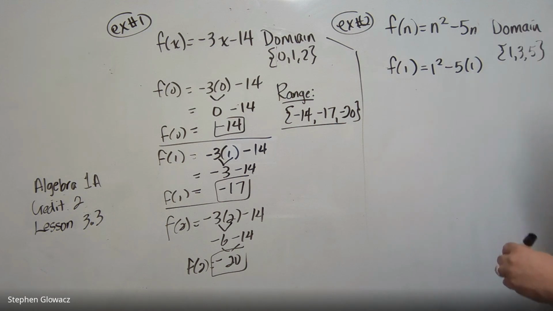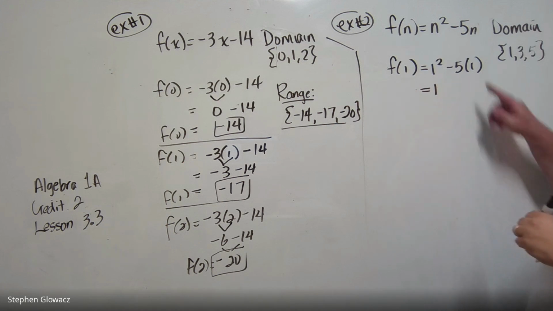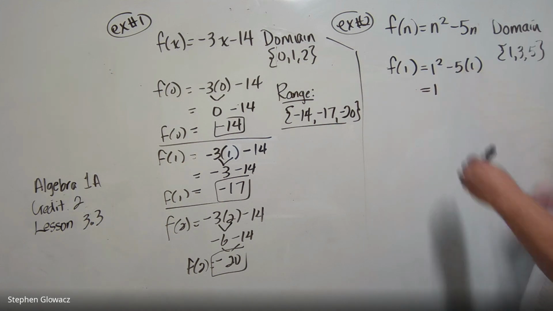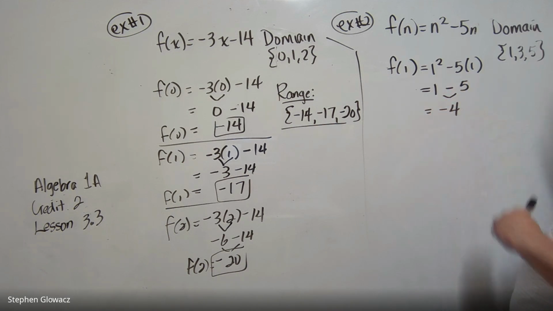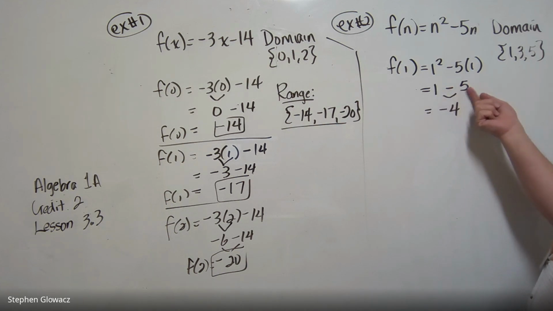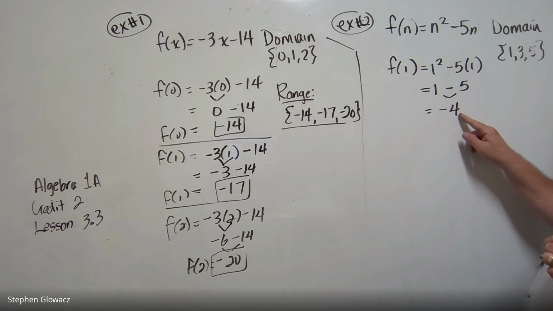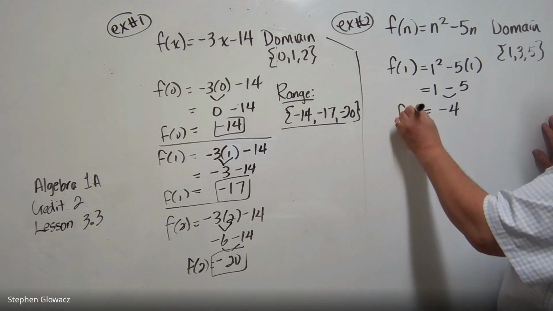All right, order of operations, say we do our exponents first. So 1 squared is 1. Then we multiply. Negative 5 times 1 is negative 5. And then 1 minus 5 is negative 4. Because here we have a positive and a negative. So we subtract 5 and 1. 5 minus 1 is 4. The larger number is negative, so negative 4.